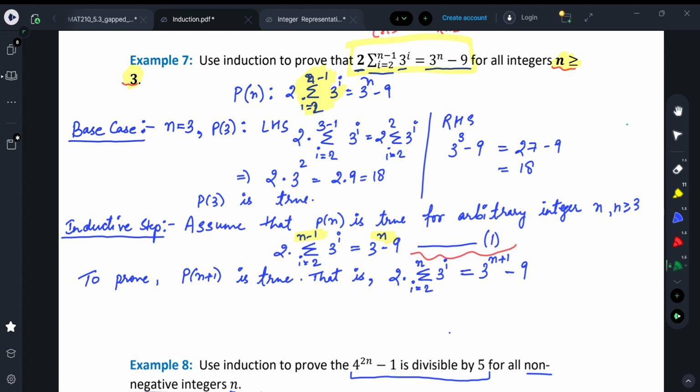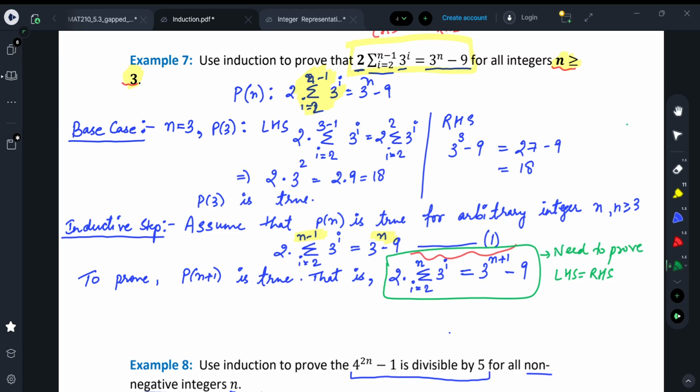Let me just say that this is something we need to prove. You can't assume this. We need to prove LHS equals RHS. Once you have proved this, then the question is done, right? So how do I go about proving it?